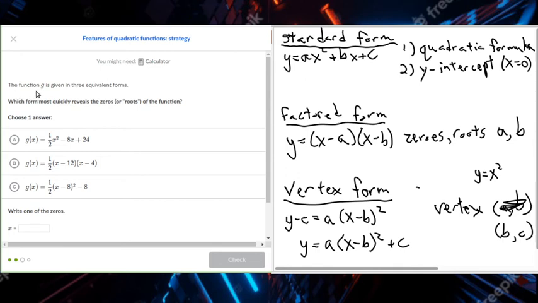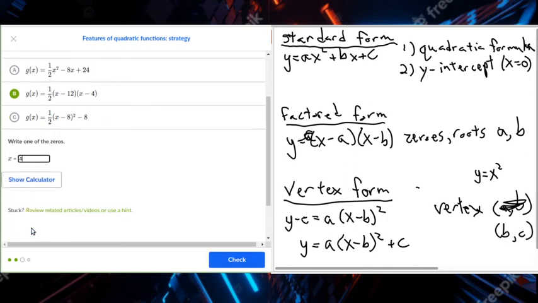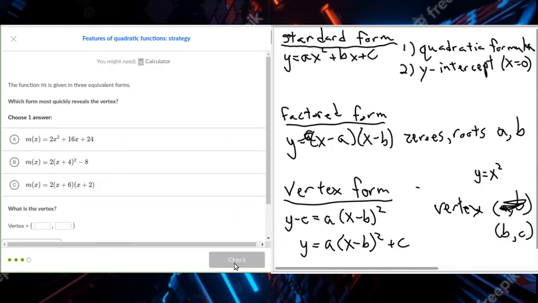Okay, we're going to do this again. The function g is given in three equivalent forms. Which form most quickly reveals the zeros or roots of the function? If we want zeros, then we want the factored form, because the factored form shows us those roots. And here it is. I really should have put an a up here, but I guess we'll put c up here this time. We can see that one of these roots is 12 and one of these roots is 4. So I can put 4 or I can put 12, and both will be right.